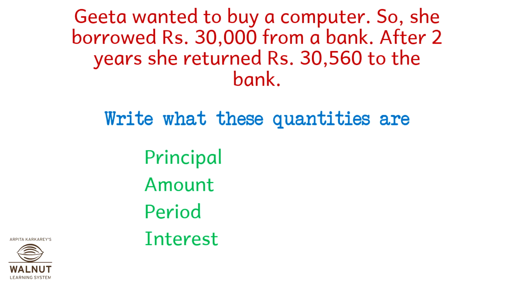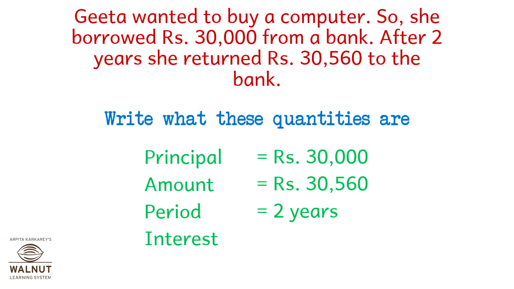Geeta wanted to buy a computer, so she borrowed rupees 30,000 from a bank. After 2 years, she returned rupees 30,560 to the bank. Write what these quantities are. Principal, obviously rupees 30,000. Amount A, rupees 30,560. That's the amount she returned. Period is 2 years. Obviously it's given.